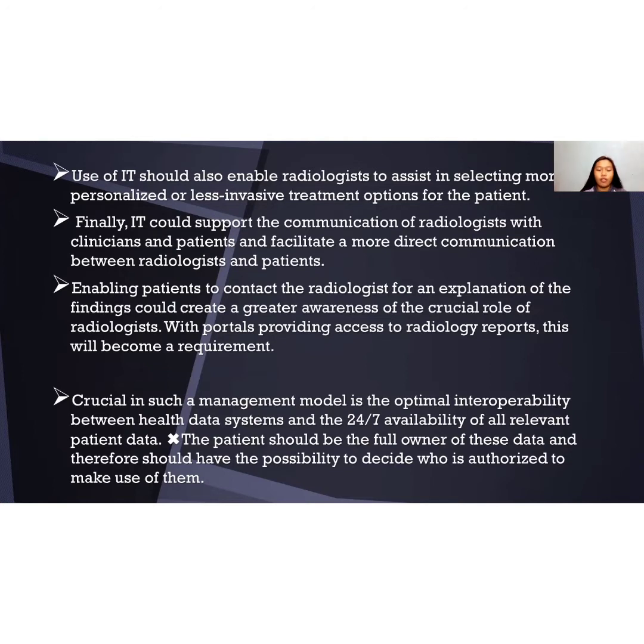Finally, IT could support the communication of radiologists with clinicians and patients and facilitate more direct communication between radiologists and patients. Enabling patients to contact the radiologist for an explanation of the findings could create a greater awareness of the crucial role of radiologists. With portals providing access to radiology reports, this will become a requirement.